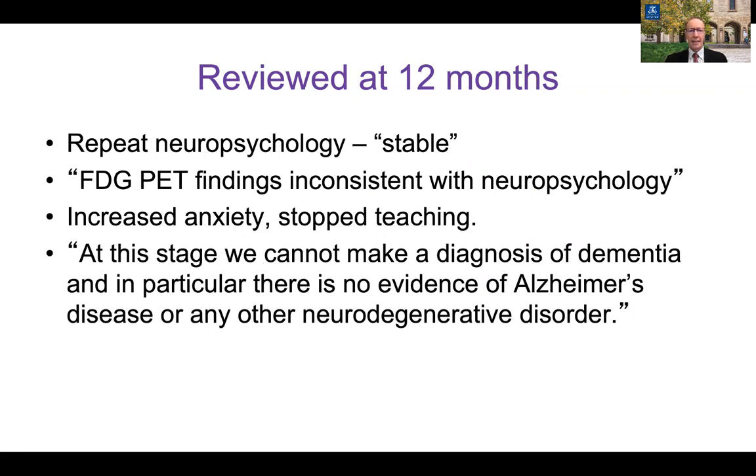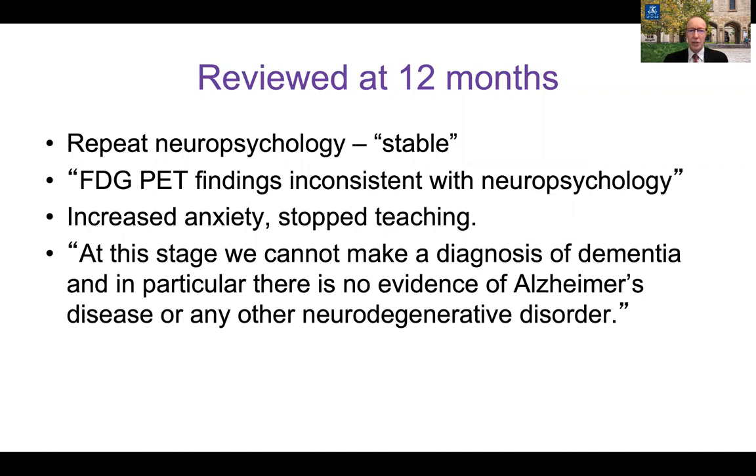So 12 months later, the patient had repeat neuropsychology, which was reported as stable. And it was also stated the FDG PET findings were inconsistent with the neuropsychology. However, the patient had, over these 12 months, developed increasing anxiety and had stopped teaching. The conclusion of the clinician at this stage was, we cannot make a diagnosis of dementia, and in particular, there is no evidence of Alzheimer's disease or any other neurodegenerative disorder.